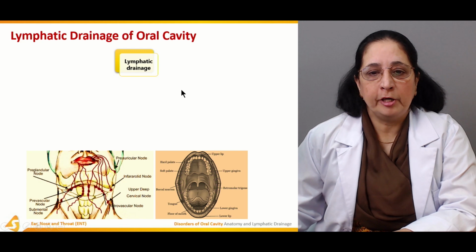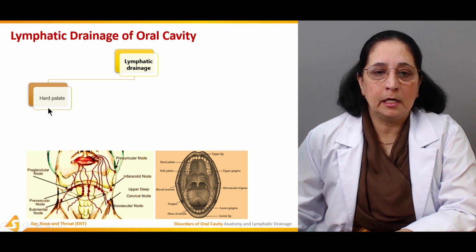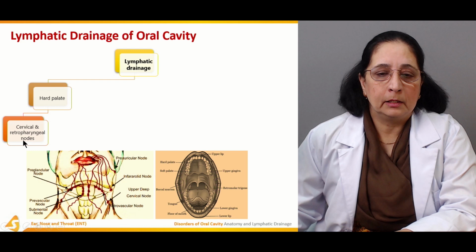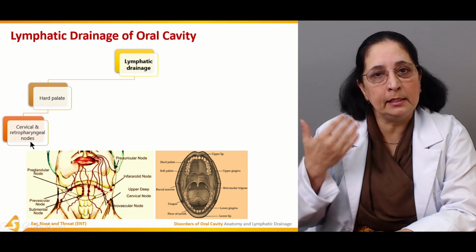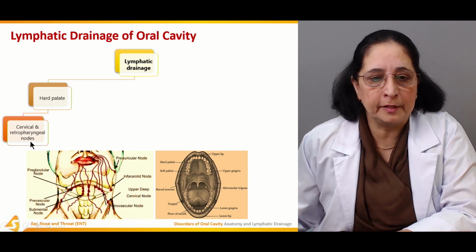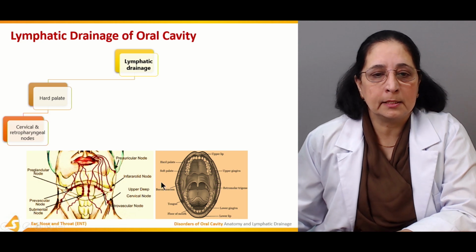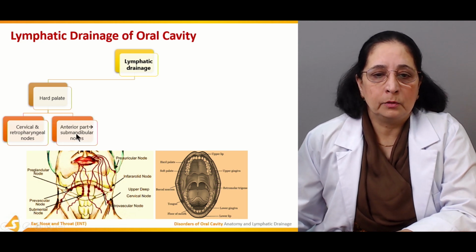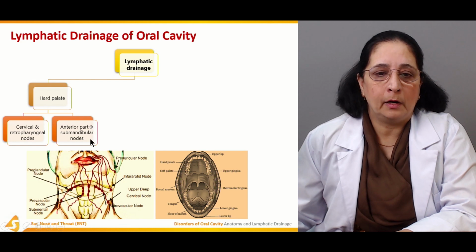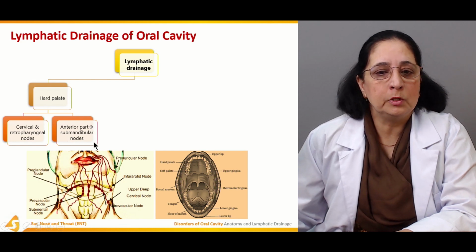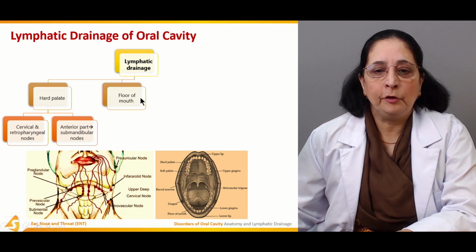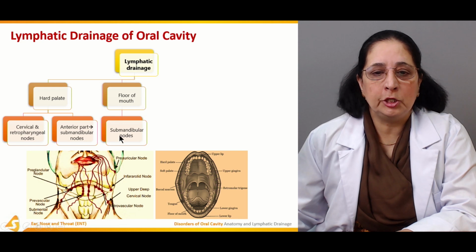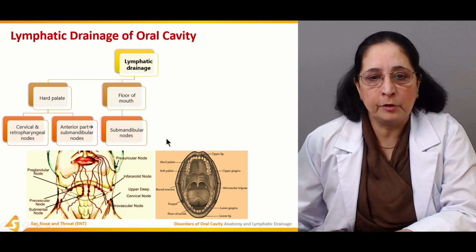Again, the lymphatic drainage of the oral cavity: the hard palate drains into cervical and retropharyngeal nodes. Retro is behind the pharynx, so we have retropharyngeal lymph nodes. The anterior part of the hard palate goes into submandibular lymph nodes. The floor of the mouth goes into submandibular lymph nodes.